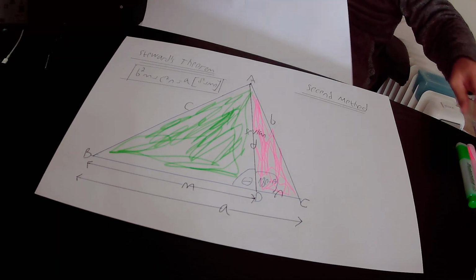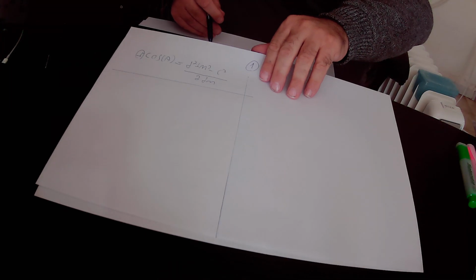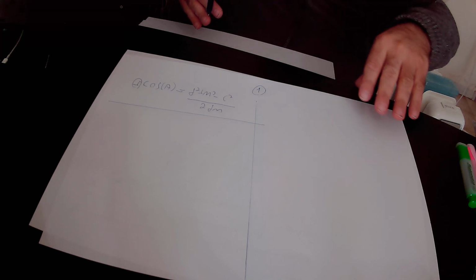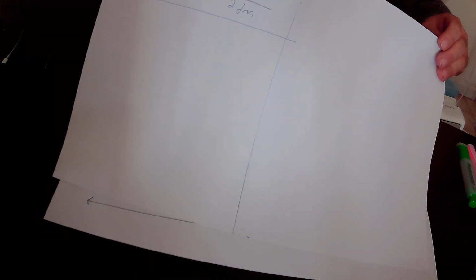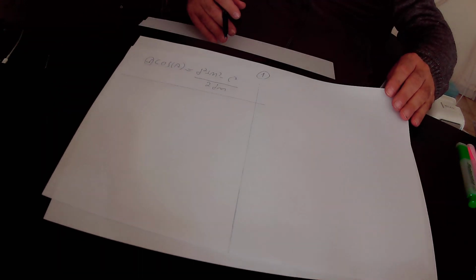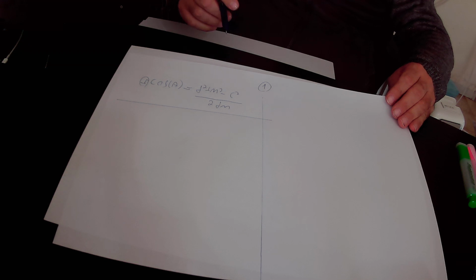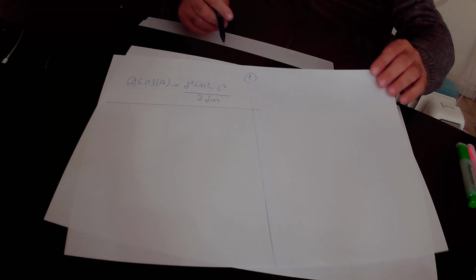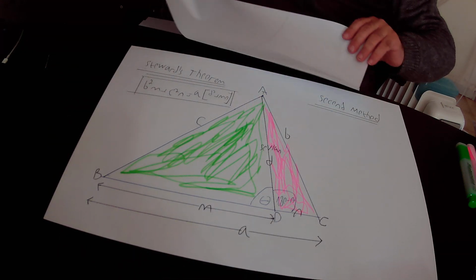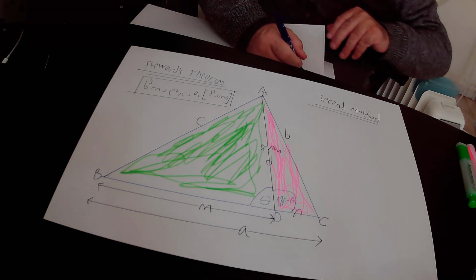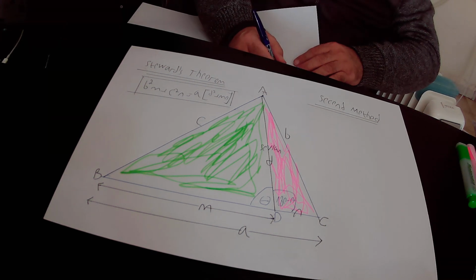So actually, this equation number 1 is the implementation of the law of cosines in the green triangle ABD. Cosine theta equals d square plus m square minus c square over 2 times dm. In the next step, we will... so this is triangle ABD, the green triangle.